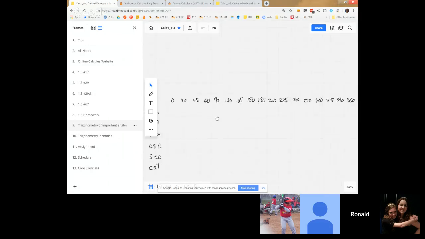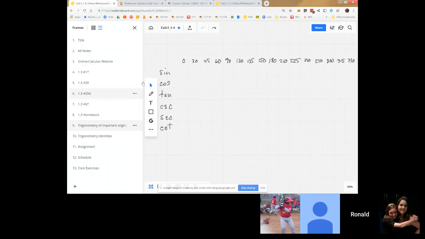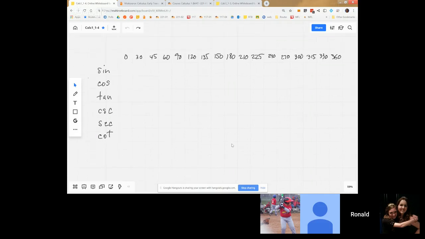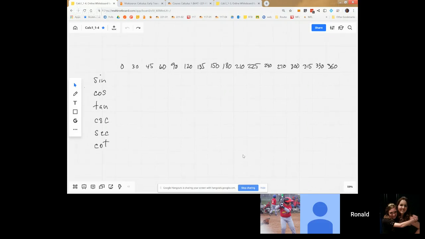So what we're going to do today is fill in this chart using our knowledge of trigonometry. What I've got here is all of the major angles. By major angles, I mean the quadrantal angles. The quadrantal angles are the angles at the quadrants: 0, 90, 180, 270, and 360. And then all of the special angles in each of the four quadrants.